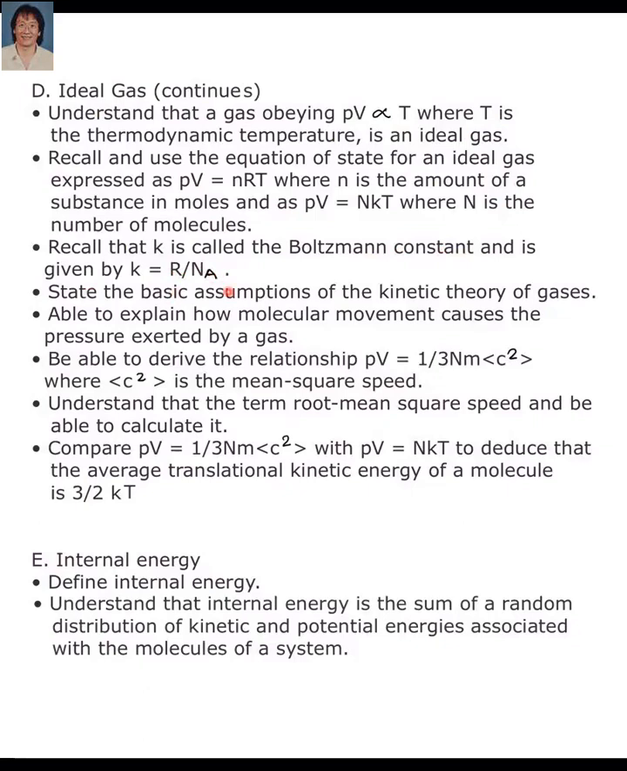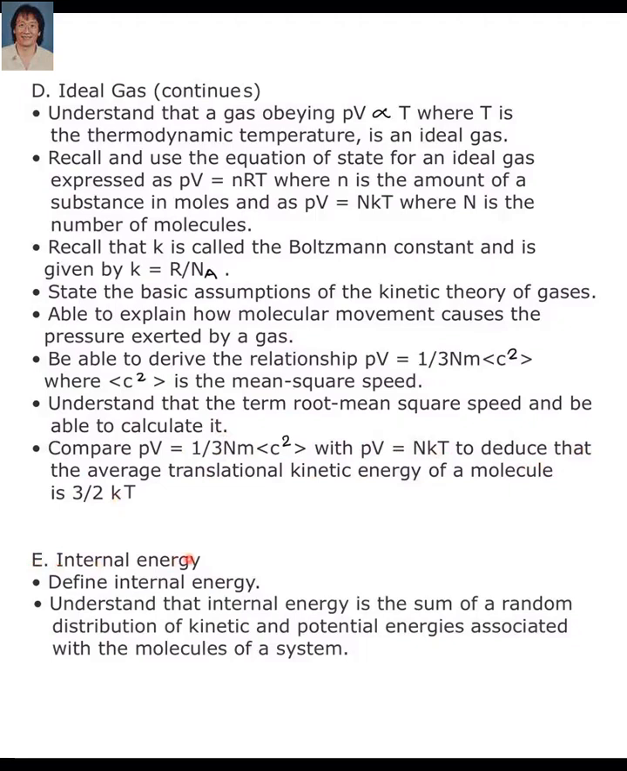State the basic assumptions of the kinetic theory of gases. And then you must be able to explain how molecular movement causes the pressure exerted by a gas. Be able to derive the relationship PV equals 1/3 Nm c squared, where c squared is the mean square speed. Understand the term root mean square speed and be able to calculate it. Compare PV equals 1/3 Nm c squared with PV equals NkT to deduce the average translational kinetic energy of a molecule is 3/2 kT.